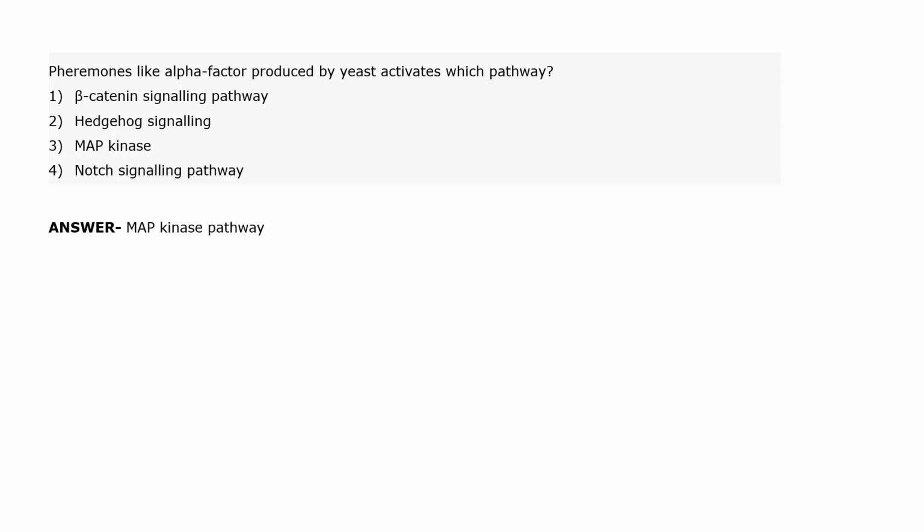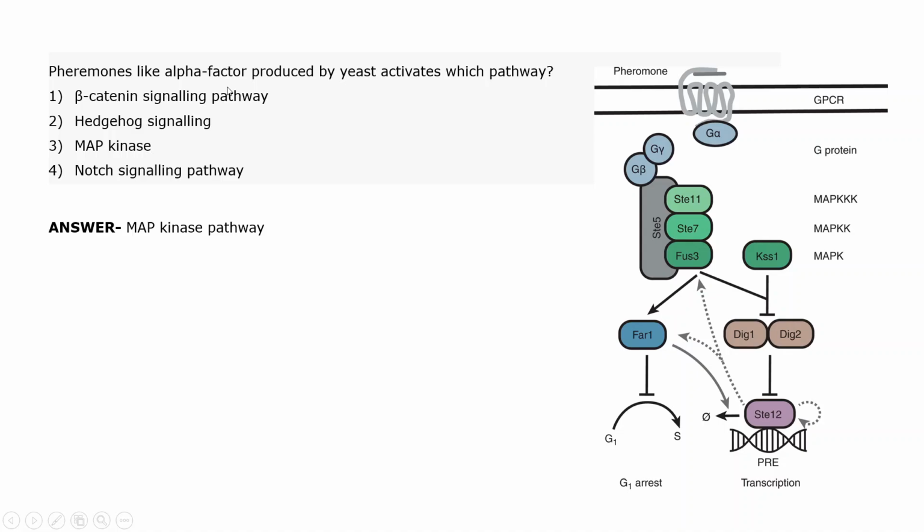So the answer to this question is MAP kinase pathway, right? So what happens is that whenever this pheromone, there is an alpha strain, there are different strains of yeast, right? Consider that this is an alpha strain of yeast. So the alpha strain of yeast releases this alpha pheromone whenever it comes in contact with another strain of yeast. So similar strains of yeast come together, then one of the strains, or both of the strains, start to release this kind of pheromones and all.